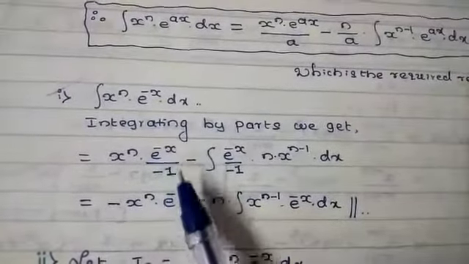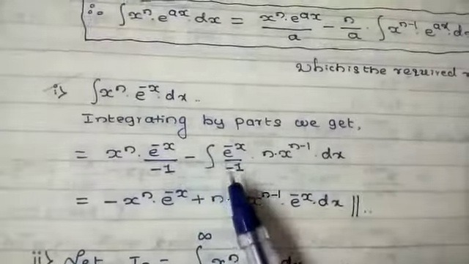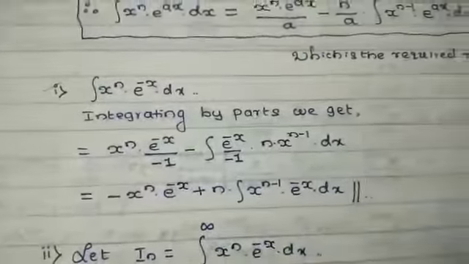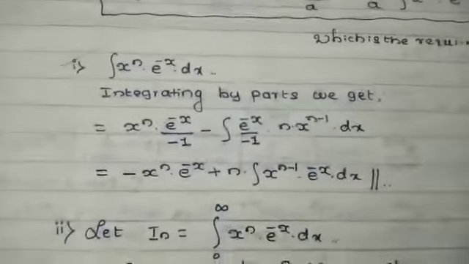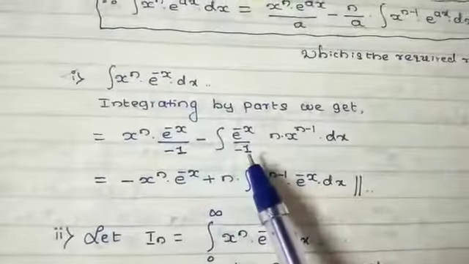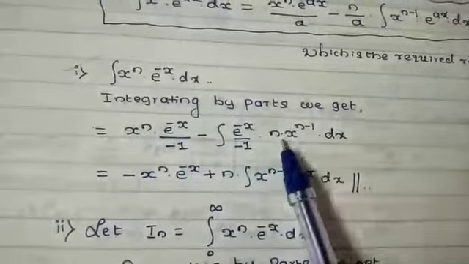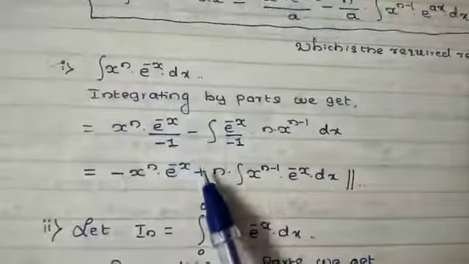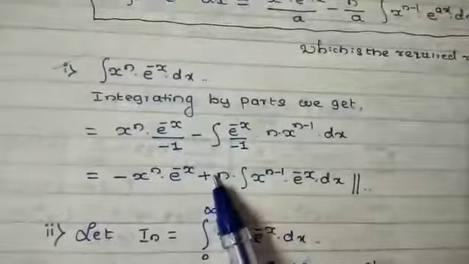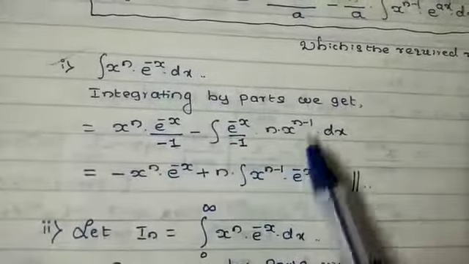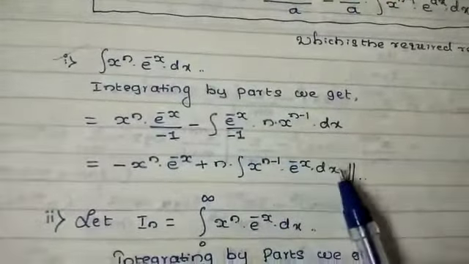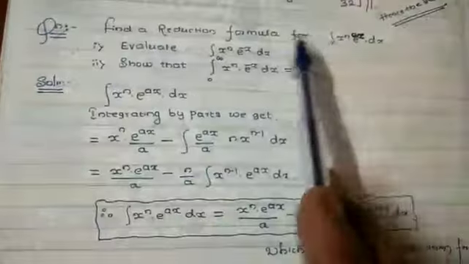e raised to minus x divided by minus 1, minus the integration of the integrated second function into the differentiation of the first term. The integration is with respect to x, so minus of minus becomes plus n, the constant term, into the integration of x raised to n minus 1 into e raised to minus x with respect to x. So that second one is also completed.